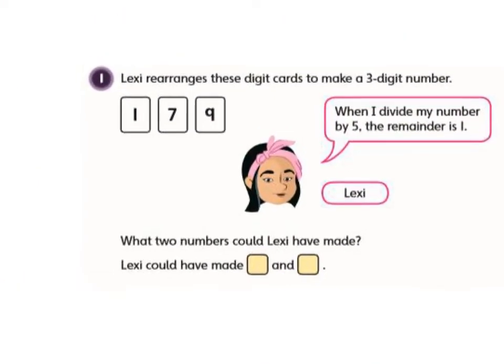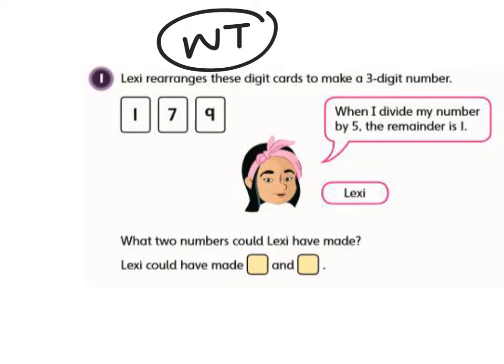Okay, let's look at working together now. So I'll read through it, then I want you to pause the video when I say so and have a go. Lexi rearranges these digit cards to make a 3-digit number. So you're going to rearrange these cards to make a 3-digit number. It could be 971, 179. Which two numbers could she have made?